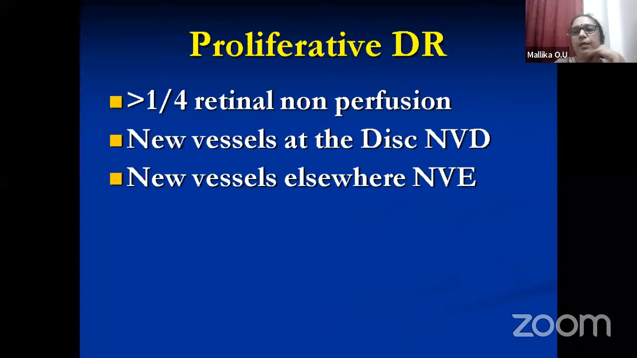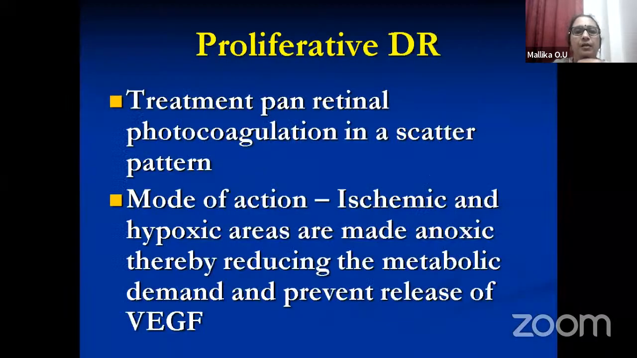So proliferative diabetic retinopathy occurs if more than 1/4 of the retina suffers from non-perfusion, and the new vessels can occur over the disc and elsewhere in the retina. So disc neovascularization indicates more retinal ischemia. I told you the treatment of proliferative diabetic retinopathy is pan-retinal photocoagulation. Several lasers are used: double frequency YAG, you can use argon laser, double frequency YAG laser, or a diode laser.